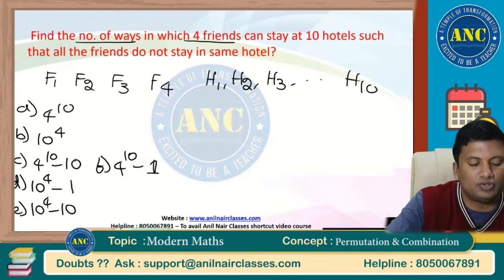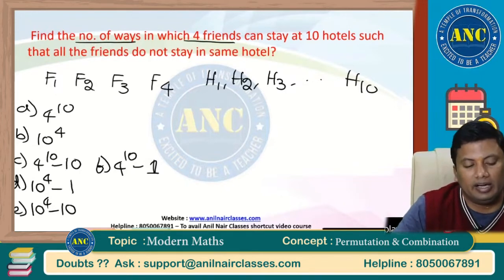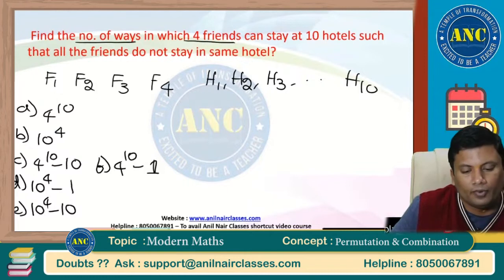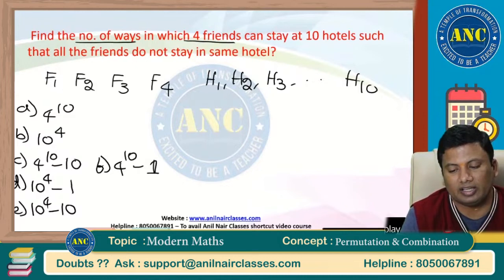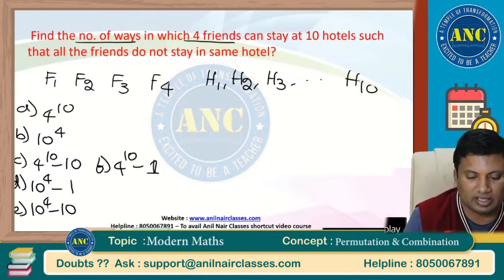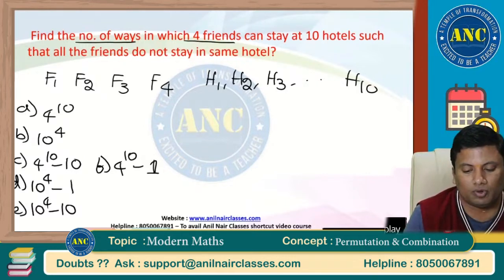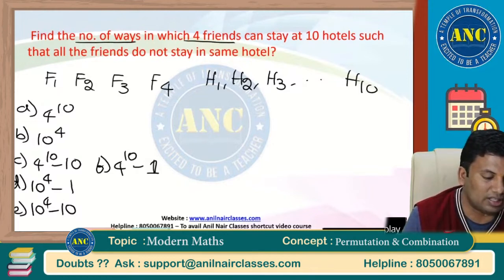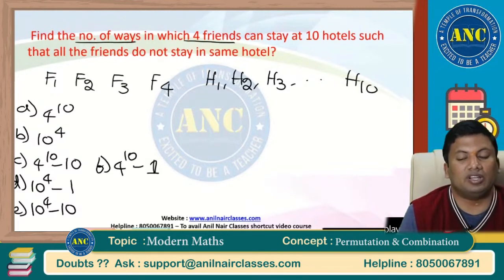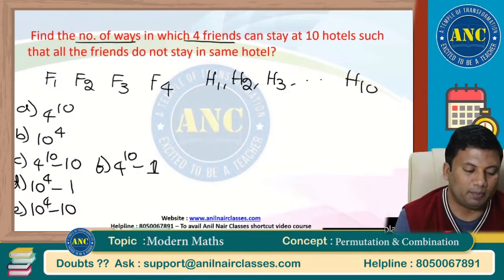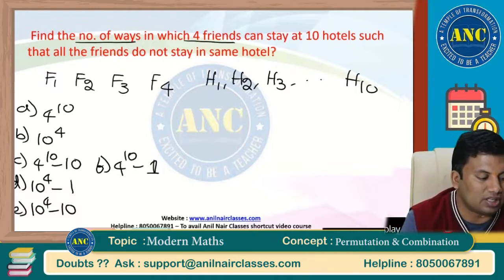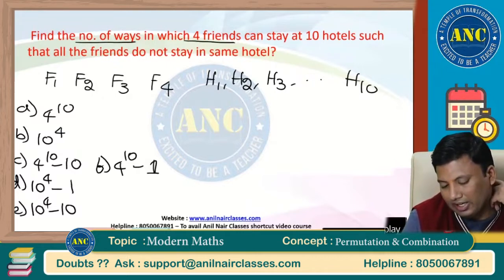Please tell me which one is the right answer. Everybody kindly reply. The number of ways in which 4 friends F1, F2, F3, F4 can stay at 10 hotels H1, H2 till H10, where all the friends do not stay in the same hotel. Tell me which out of these 6 options is right, and why. Please reply in the live chat.